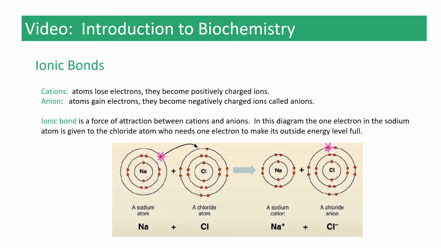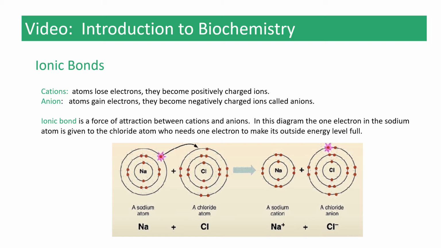Ionic bonds. Cations: atoms that lose electrons become positively charged ions. Anions: atoms that gain electrons become negatively charged, called anions. An ionic bond is a form of attraction between cations and anions.